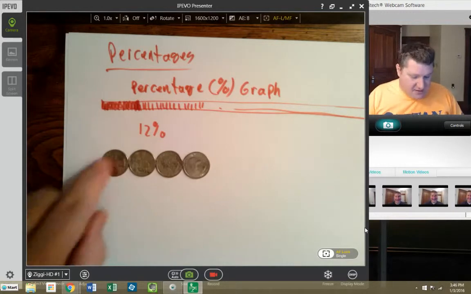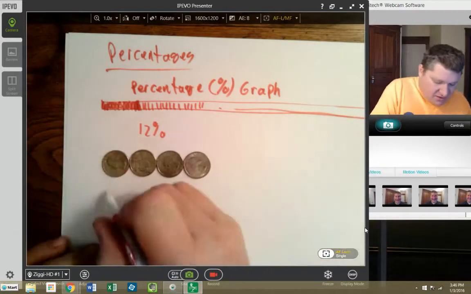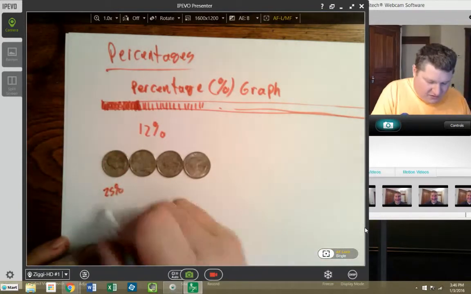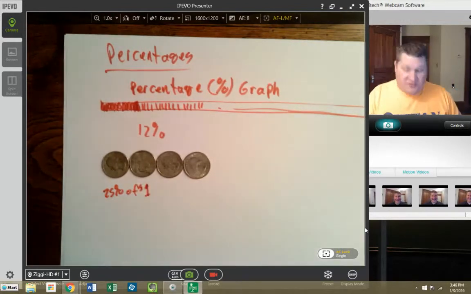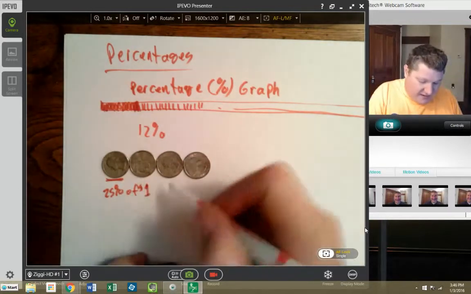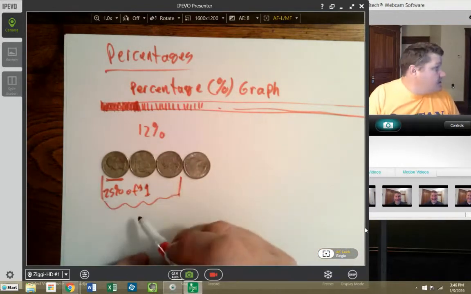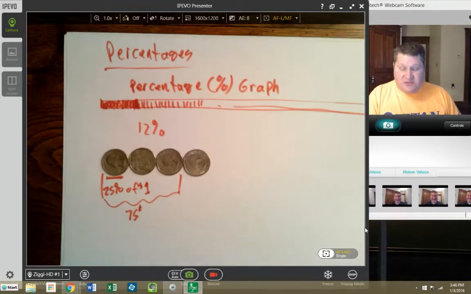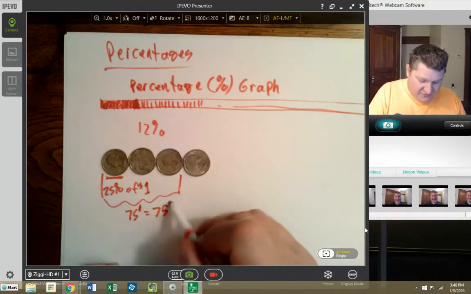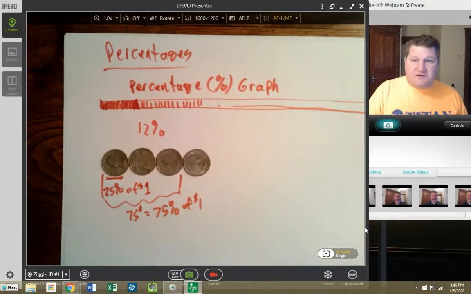So for example, this is 25 cents. So we would call this 25% of $1. So 25% of $1. That's that guy right there. Now, if I happen to have 3 of them right there, that would be 75 cents, which also means that would be 75% of $1. So it works out really nicely.